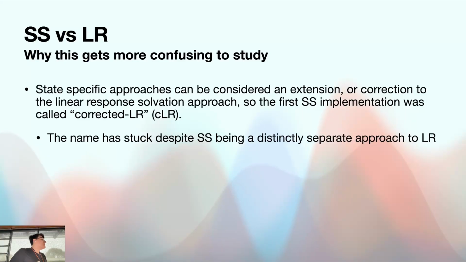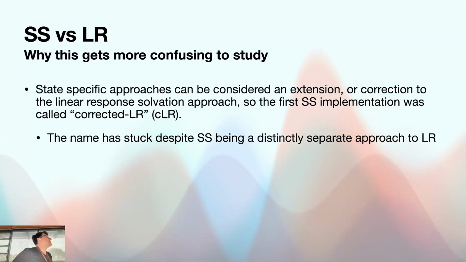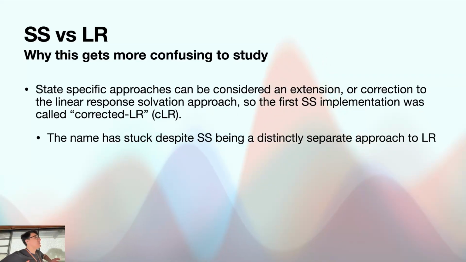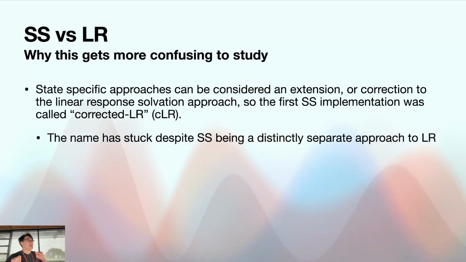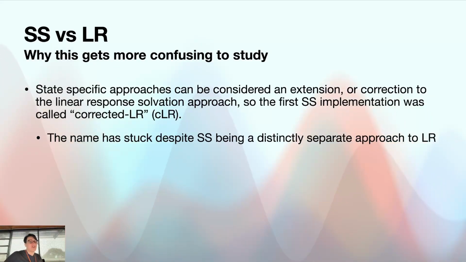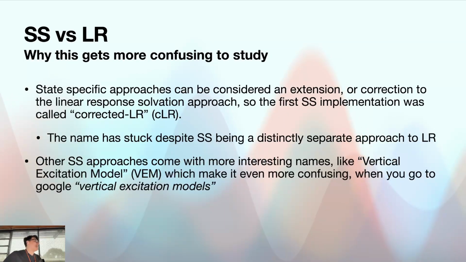Why this gets more confusing to study is that state-specific approaches can be considered as an extension or a correction to the linear response solvation approach. So the first state-specific implementation was called corrected linear response. The name has stuck despite these being very distinctly different approaches. And other excitation models use things like vertical excitation model, which makes it really difficult when you go to Google vertical excitation models and you get the vertical excitation model.